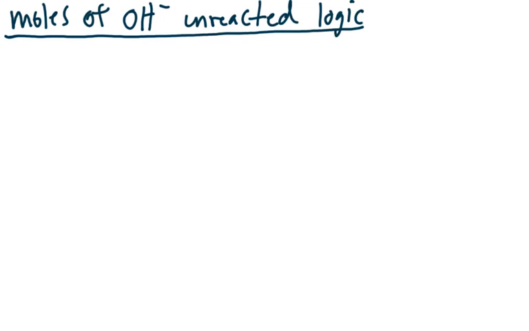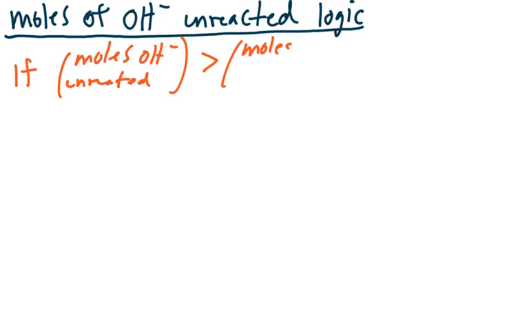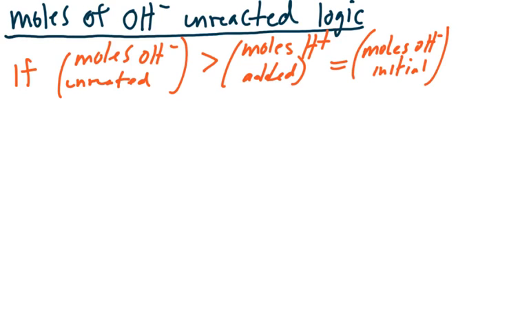So the way we can write that is, this is just kind of using words first, but if moles of OH minus unreacted is greater than moles of H plus added, then moles of OH minus unreacted would equal moles OH. Whoops, I made a mistake. I'll go back. This here should say initial.